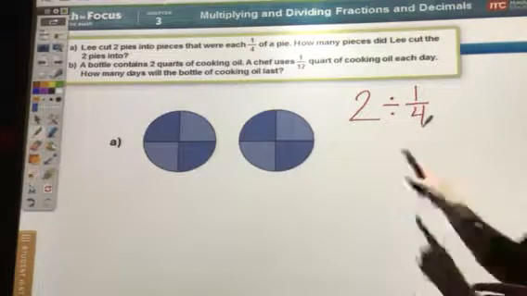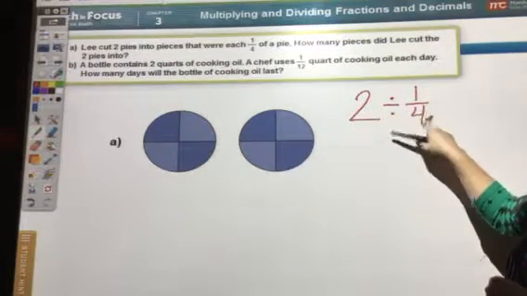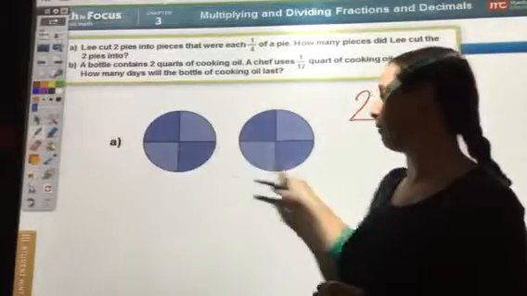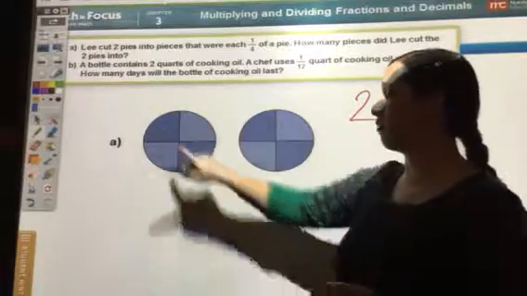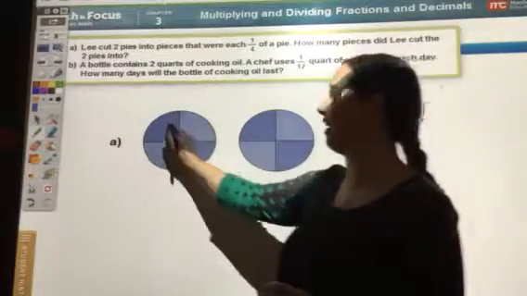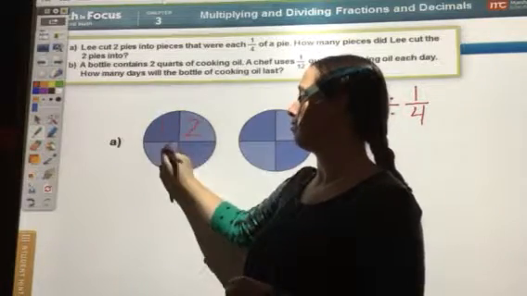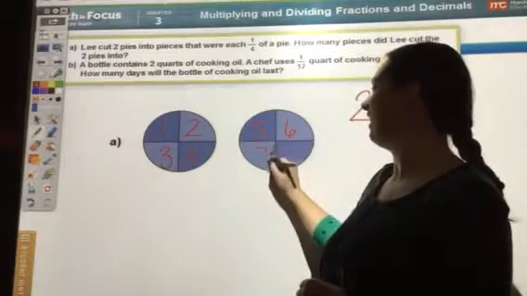So looking at this, the math behind it is I'm going to take 2 and I'm going to divide it by 1/4. So I have my 2 wholes, and I would have drawn those first, and I'm breaking it into whatever the denominator says. So I'm breaking it into 1/4 pieces, and I can actually just count how many groups of 1/4. So I have 1, 2, 3, 4, 5, 6, 7, 8.